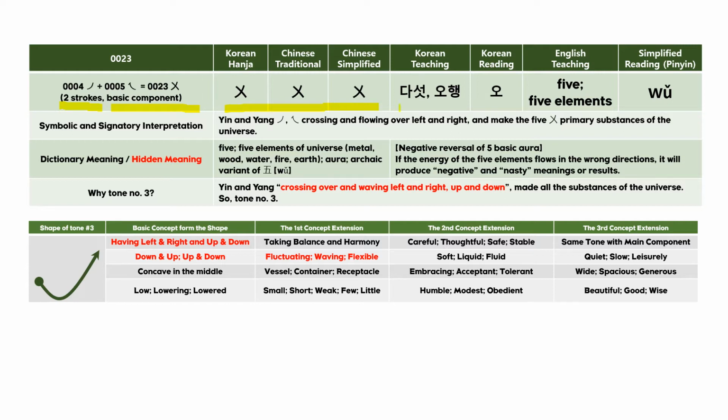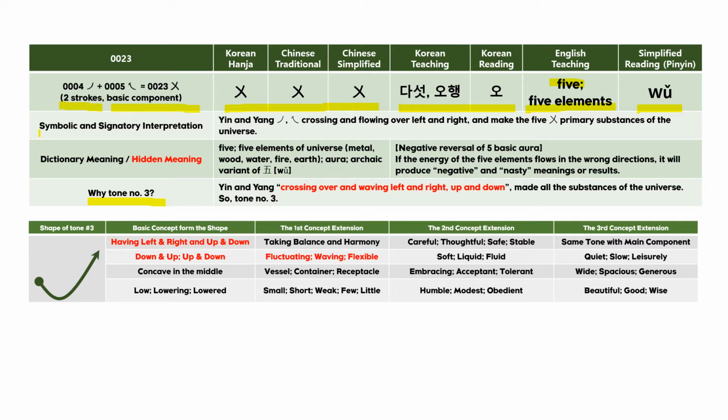In the Korean language, we teach 다섯 오, 오행오. 다섯 means 5. 오행 means 5 elements of the universe. The Chinese pronunciation is 오, 오, having tone number 3 value.